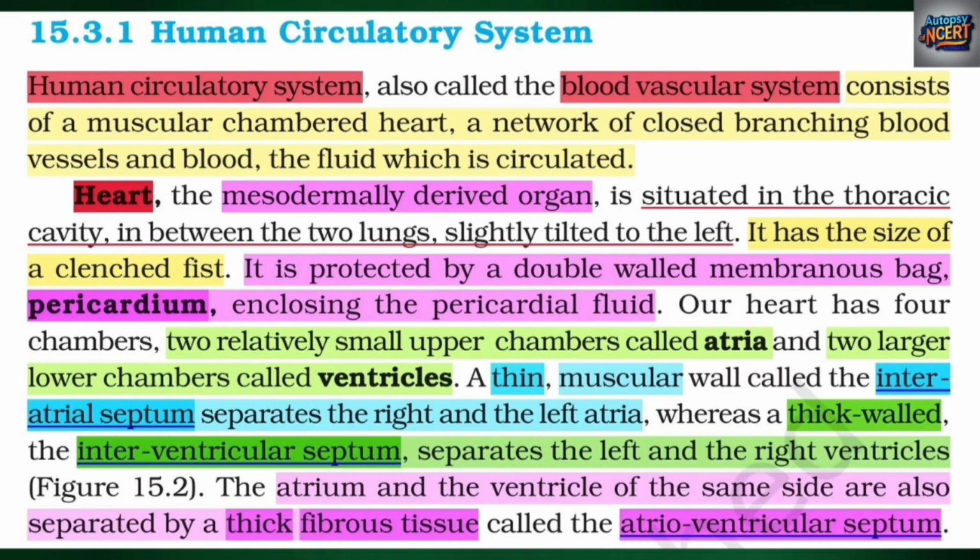Our heart has 4 chambers, 2 relatively small upper chambers called atria and 2 larger lower chambers called ventricles. A thin, muscular wall called the interatrial septum separates the right and the left atria, whereas a thick-walled interventricular septum separates the left and the right ventricles, figure 15.2. The atrium and the ventricle of the same side are also separated by a thick fibrous tissue called the atrioventricular septum.